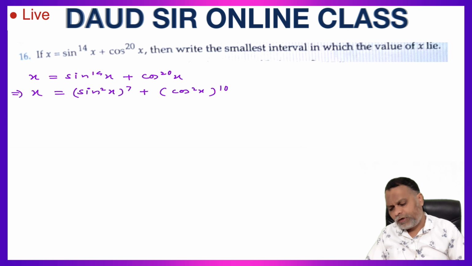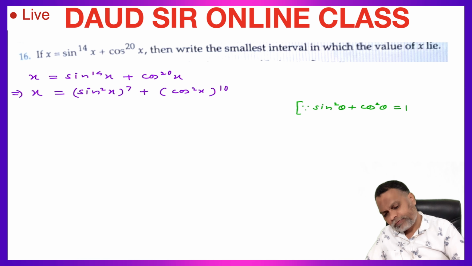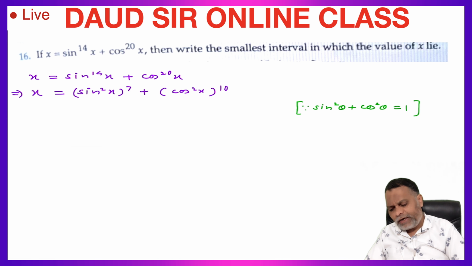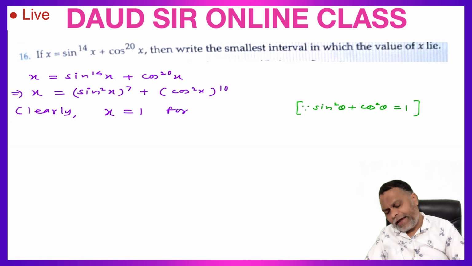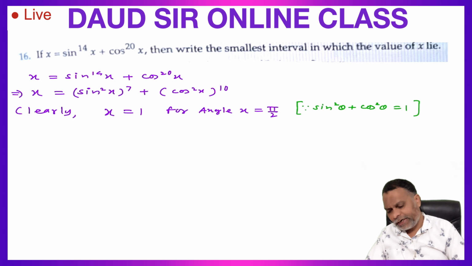You know the identity: since sin square theta plus cos square theta is equal to 1, the sum of the squares of both trigonometrical ratios is equal to 1. So clearly x is equal to 1 for angle x equal to pi by 2. If we put this angle as pi by 2, then the maximum value of x will be 1. How? Sin 90 is 1, 1 raised to the power 7 is 1, and cos 90 is 0. So we will get the value of x as 1.